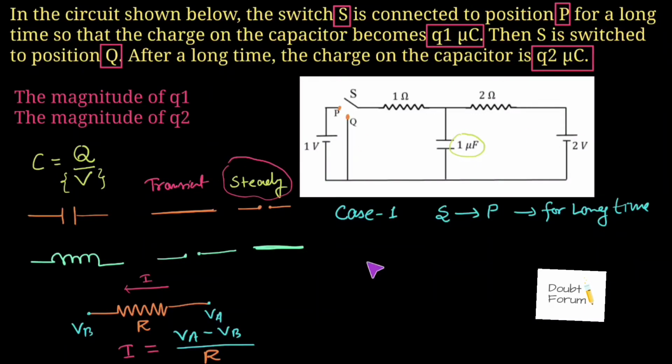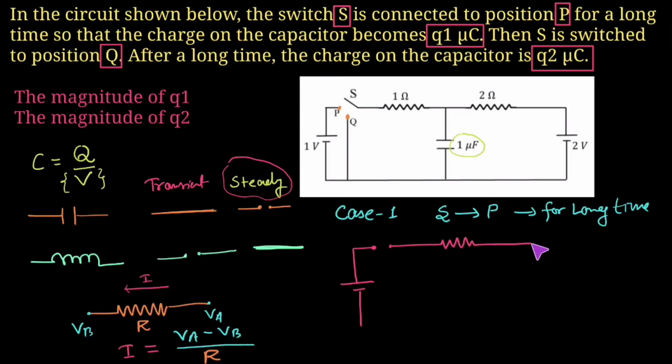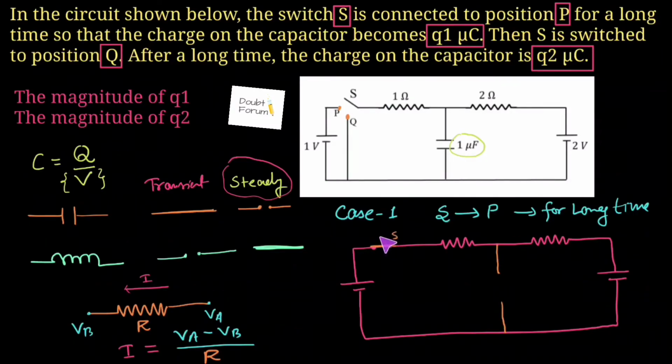Now we will be making this circuit again. So in this circuit there is a voltage supply. This is the point P, this is our switch S, then a 1 ohm resistor, another 2 ohm resistor, and a voltage supply of 2 volt. And here this switch S is in position P for a long time. So this capacitor which was connected here would have achieved its steady state, and in its steady state a capacitor always behaves like an open circuit. So we will be marking it here as the open circuit. So this is the behavior of capacitor. Now I am just marking the magnitudes. So this is 1 volt, this is 2 volt, this is 2 ohm, this is 1 ohm.